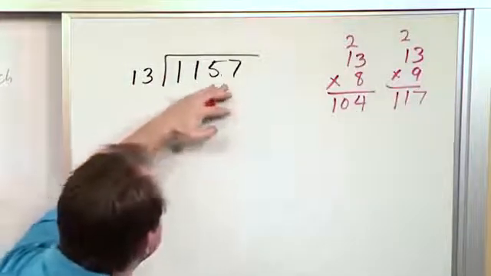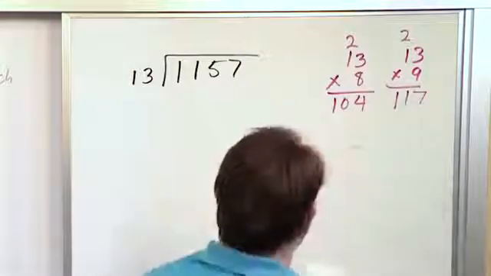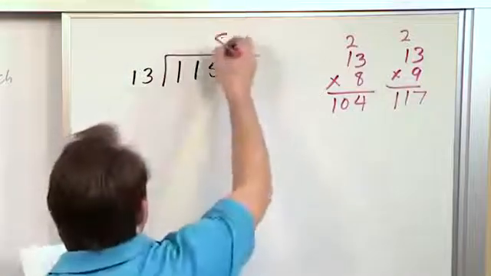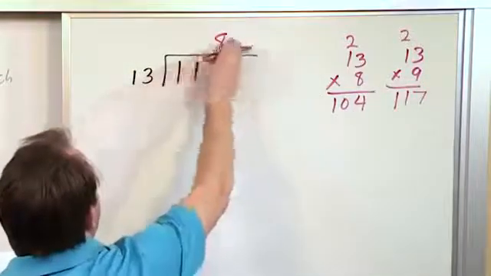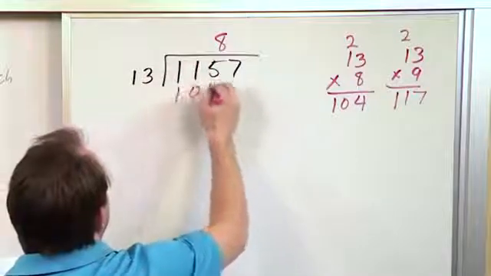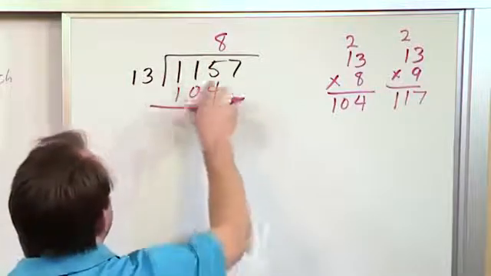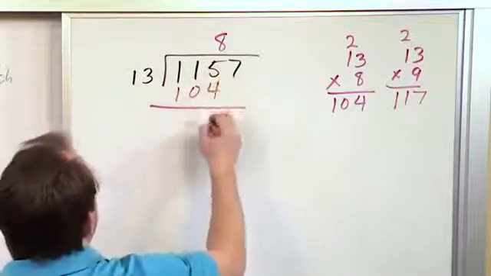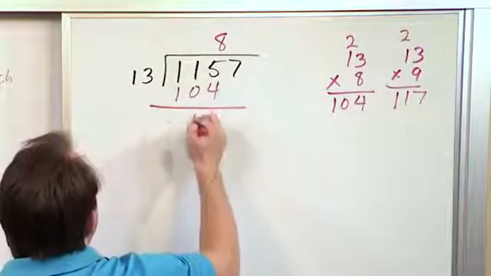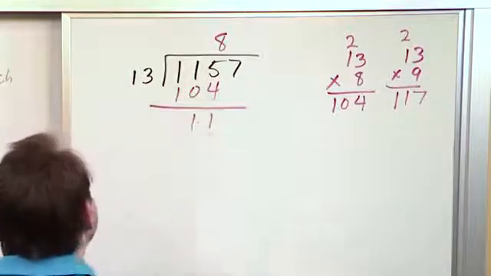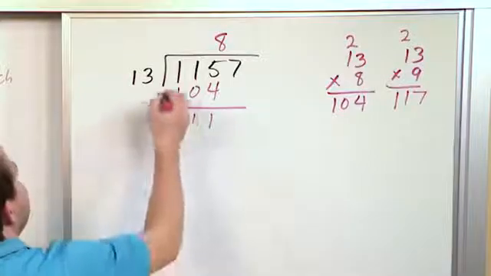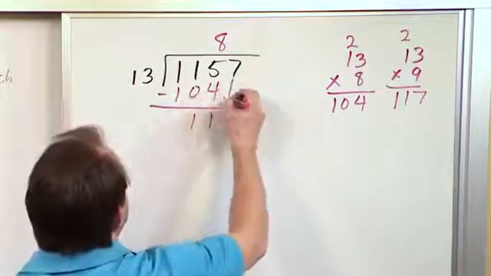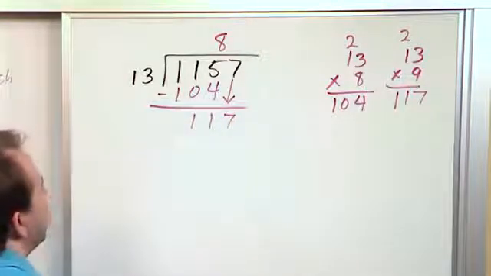That's too many. So the correct answer is actually 8 times, right? We put the 8 on top of here. We know what the answer to this multiplication here is, 104. All right, and now we can subtract straight away. 5 minus 4 is 1. 1 minus 0 is also 1. 1 minus 1 is 0. We don't have to write that down. After we do that subtraction, we reach up and grab the next digit, and it's 117 now.